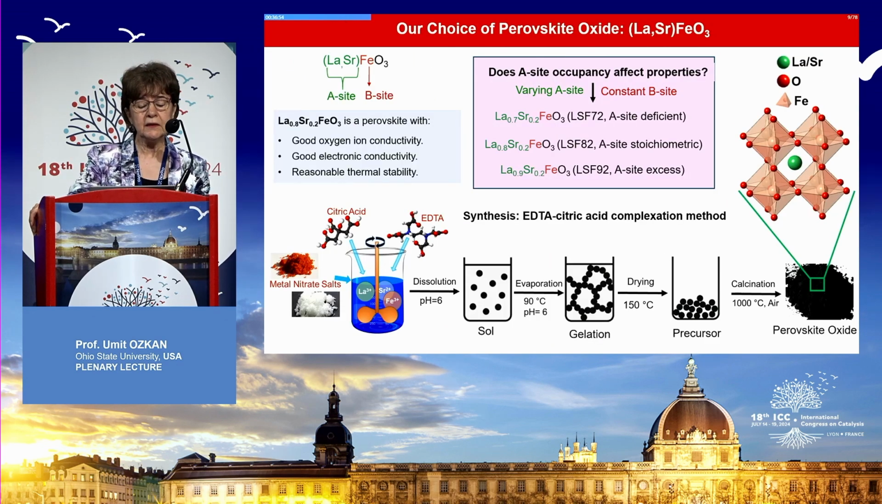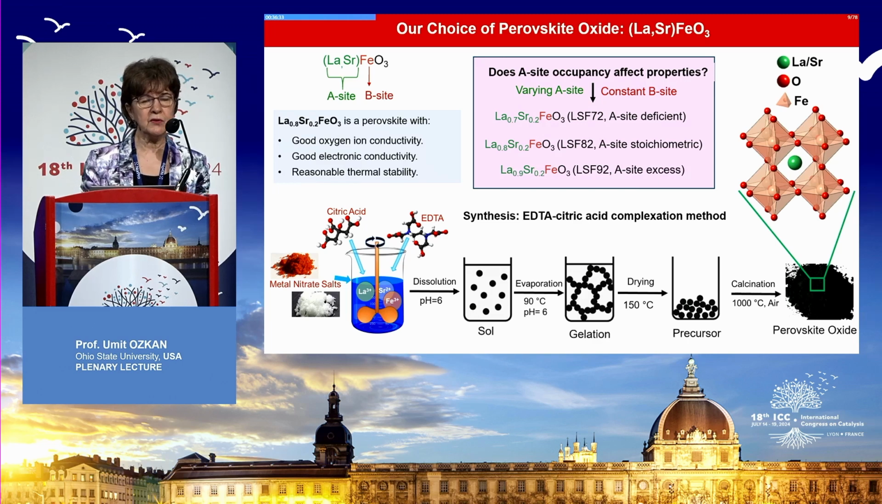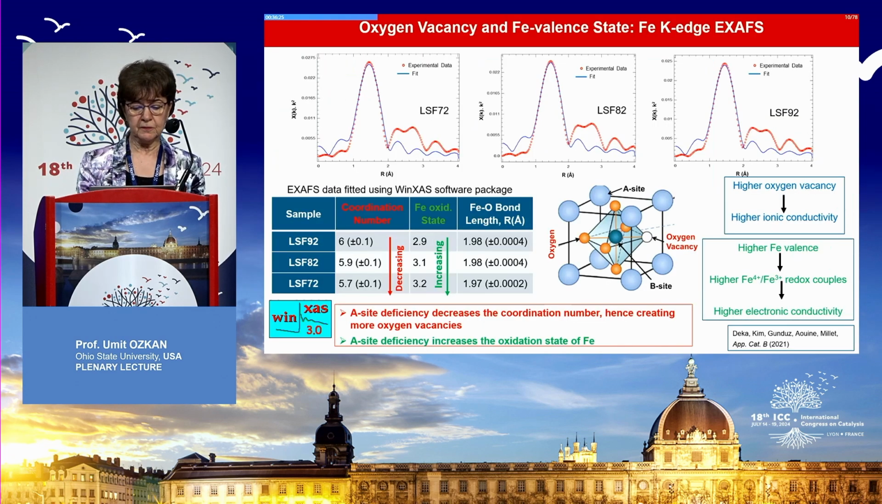The material that I will talk about this morning is a lanthanum strontium iron oxide. And we're using an EDTA citric acid complexation method to synthesize them. It's a sol-gel technique. And we first looked at the effect of A-site stoichiometry. So we prepared samples where the A-site is stoichiometric, or it has excess ions, or it is A-site deficient.